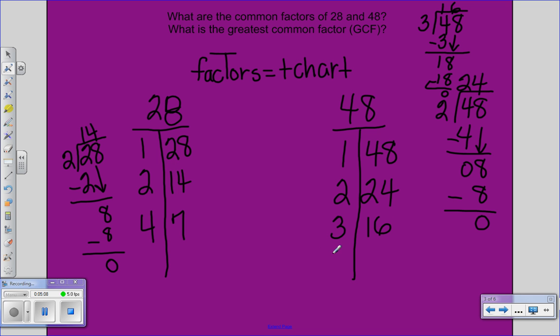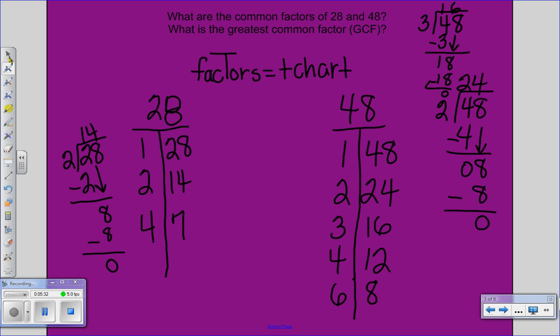Alright, now you're working towards your multiplication chart. How about 4? Can I write down 4? Reference your multiplication chart. Here we go. 4 times 12 is 48. How about 5? Can't write 5. How about 6? Ooh, I can write 6. 6 and 8. 6 times 8 is 48. How about 7? Can I write down 7? Nope, can't write down 7. 8 is already there. Shazam!